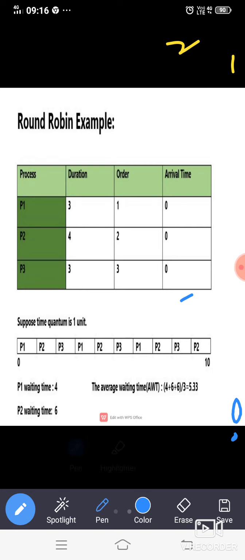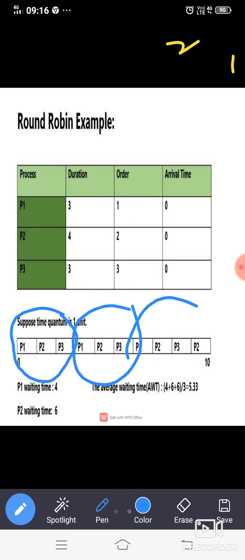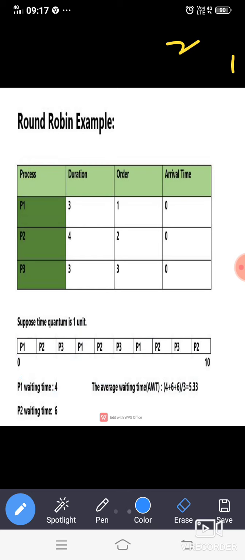Let us write it very simply: 0 to 1, 1 to 2, 2 to 3, 3 to 4, 4 to 5, 5 to 6, 6 to 7, 7 to 8, 8 to 9, and 9 to 10. So this is the way how they are executed. We are giving an equal time quantum for each process, so that they will be executed in a round robin manner. Do you know what is meant by round robin manner? From P1 to P3 they are executed, then again it comes to P1, again following the same thing. This is called the round robin manner.